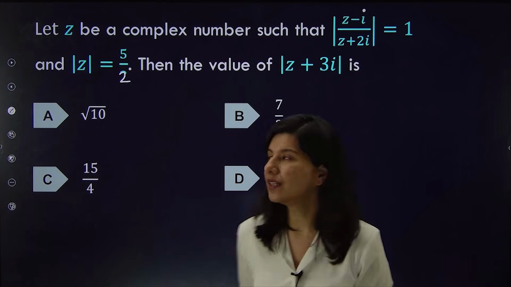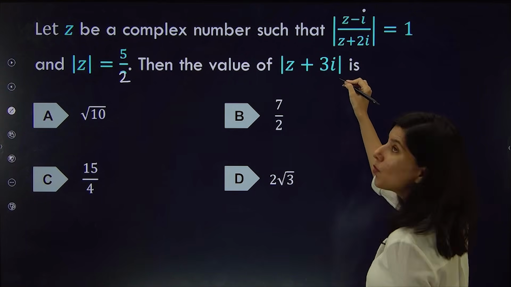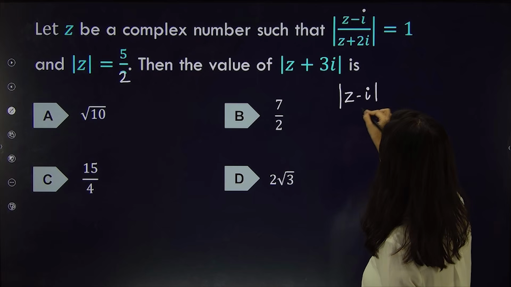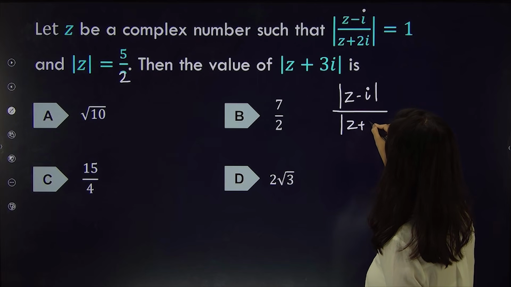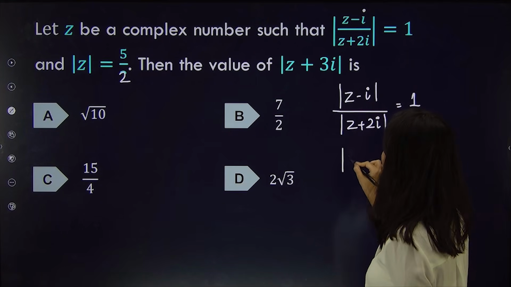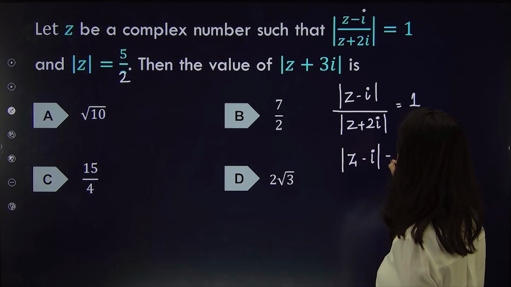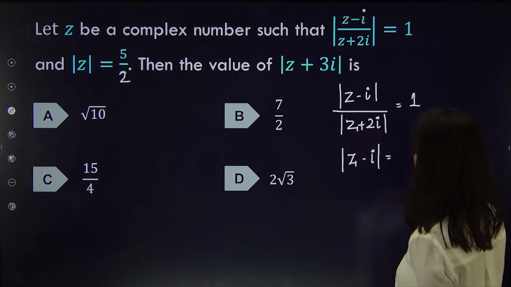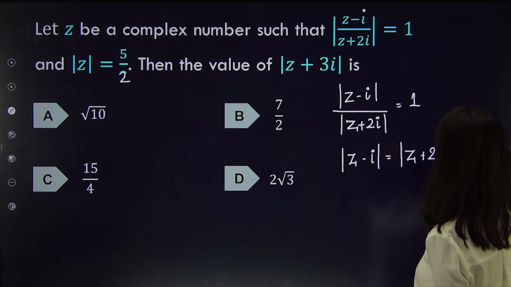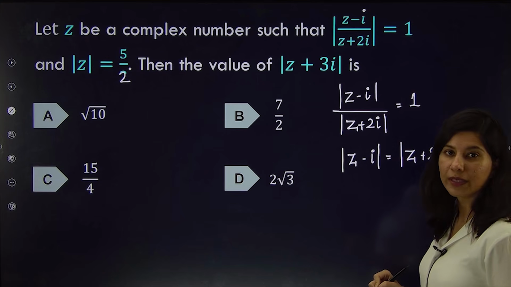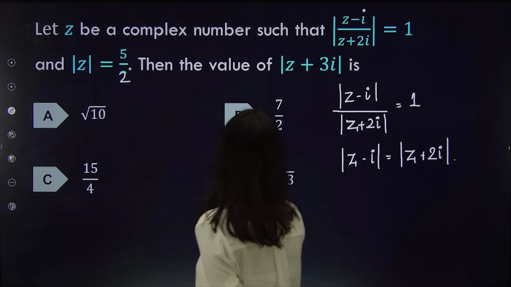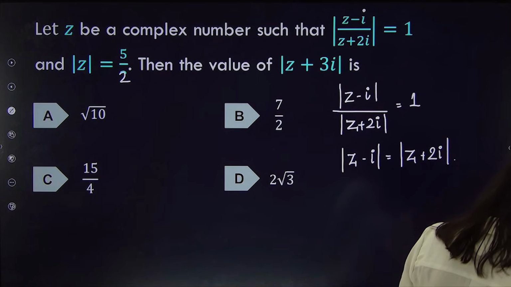What we will do is take mod of (z minus i) upon mod of (z plus 2i). I just separated the modulus, and now it is easy to cross multiply. So mod of (z minus i) is equal to mod of (z plus 2i). Now here we can square both the sides.